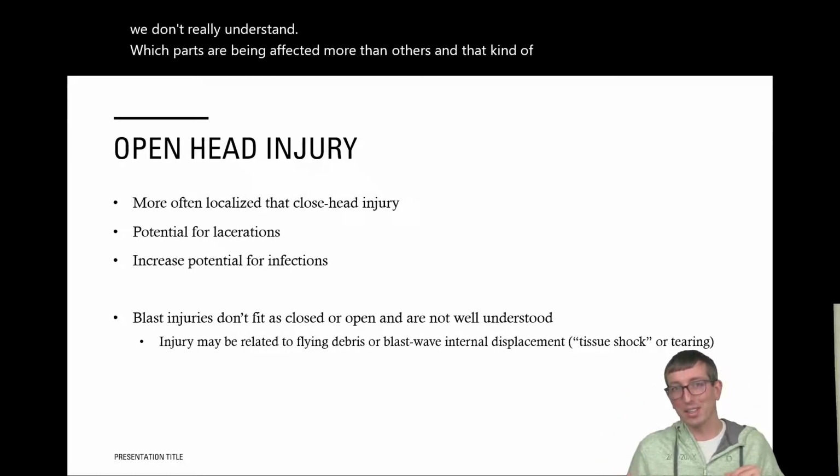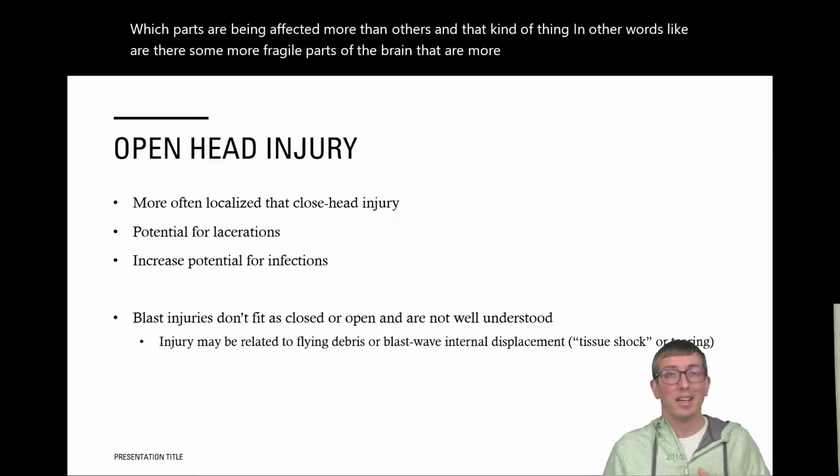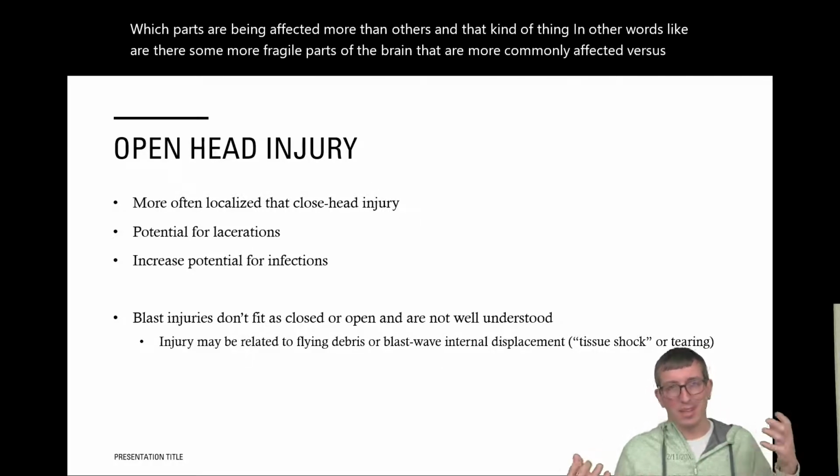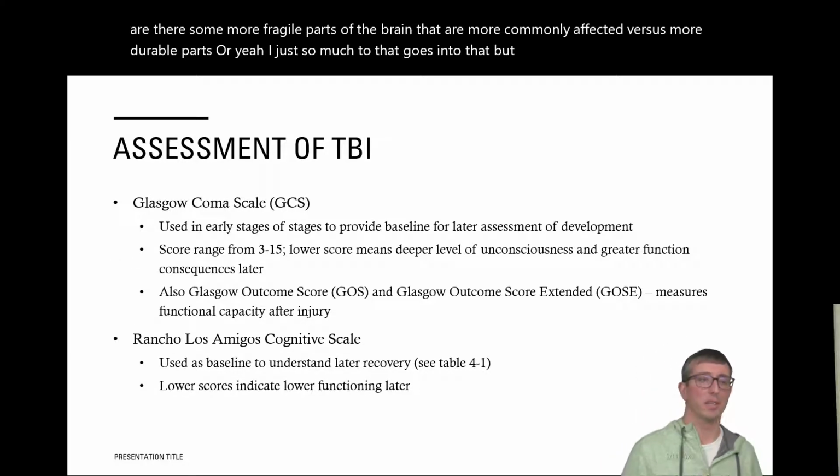In other words, are there some more fragile parts of the brain that are more commonly affected versus more durable parts? There's just so much that goes into that is beyond the scope of what we're talking about here.